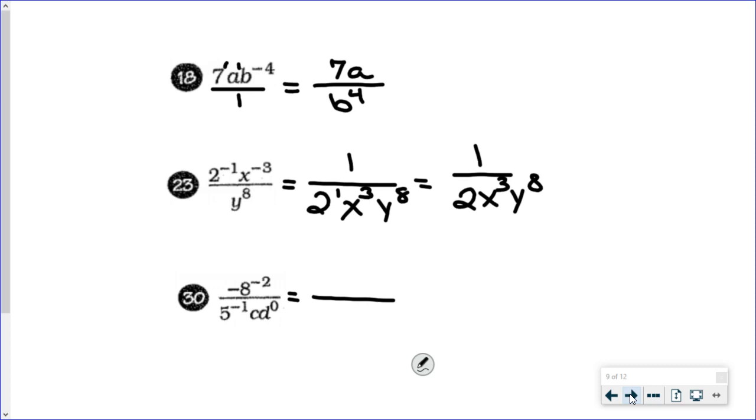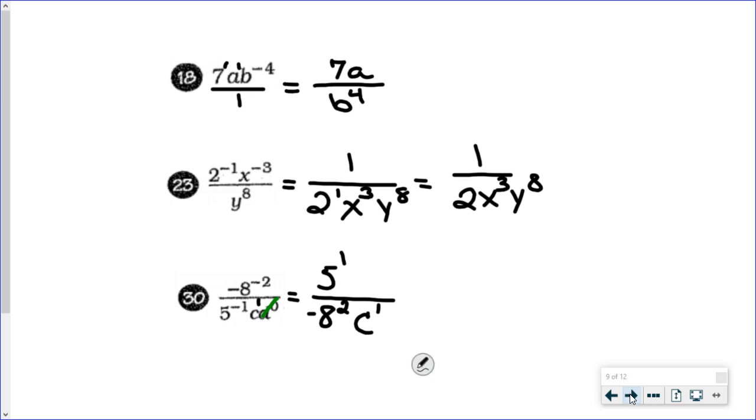Okay, last one on this page. The -8 is not in parentheses, but its power is -2. I have to move it because the power is negative. The 5 has an exponent that's negative. I have to move it. The c is really just a 1. And the d to the power of 0, anything to the power of 0, goes away.